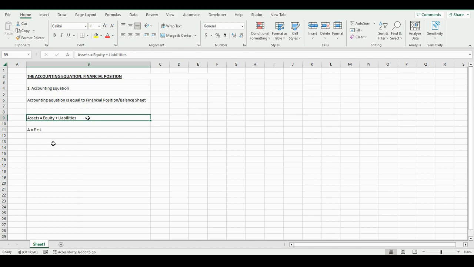Before we get into the accounting equation part, you need to know these items. You need to know what are assets. You need to know what is equity. You need to know what is liabilities. If you know these things, you will automatically know the accounting equation. So today I want us to focus on assets, equities, and liabilities.